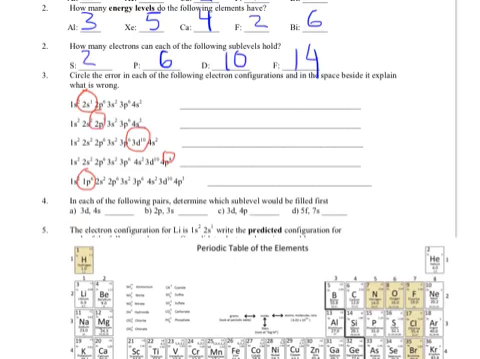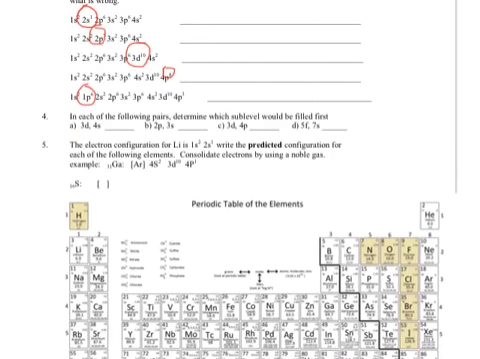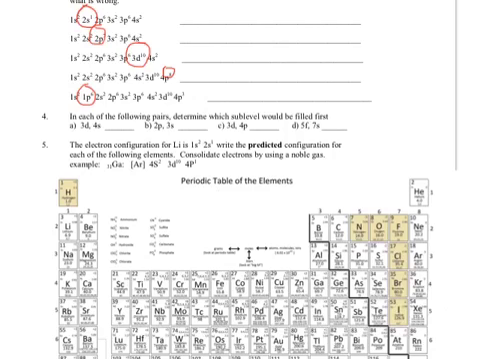All right, let's try our next one then. We have here, for each of the following pairs, determine which sublevel would fill first. So you just had to go across the periodic table. Let's find 3d and 4s. Here is 3d, and here is 4s. The 19th electron would go in the 4s, and the 21st electron would begin filling the 3d. So therefore, the 4s is what would fill first.